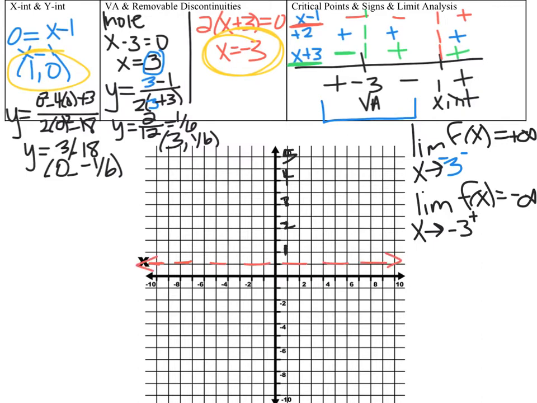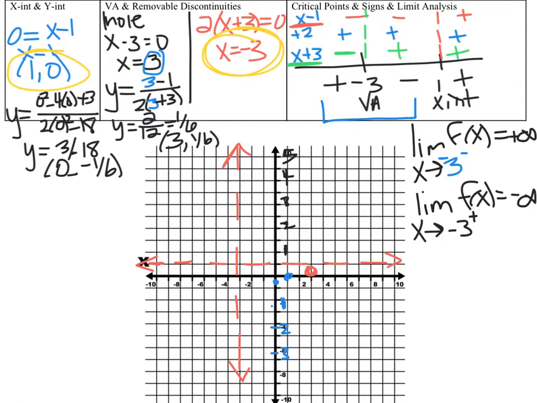We have a vertical asymptote at -3. We have a y-intercept at (0, -1/6). Oh, and let's make sure this is -1, -2, -3. We have an x-intercept at (1, 0). And we have a hole at (3, 1/6). So I want to make sure that's a really clear hole right there.